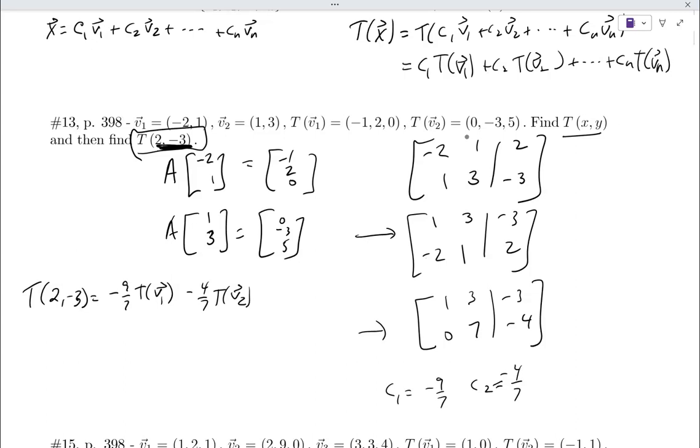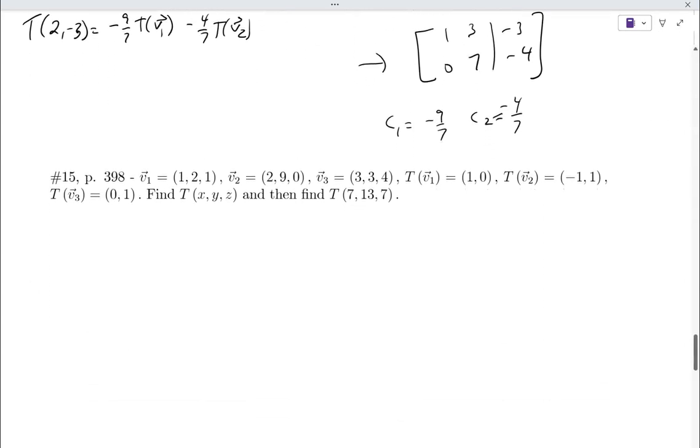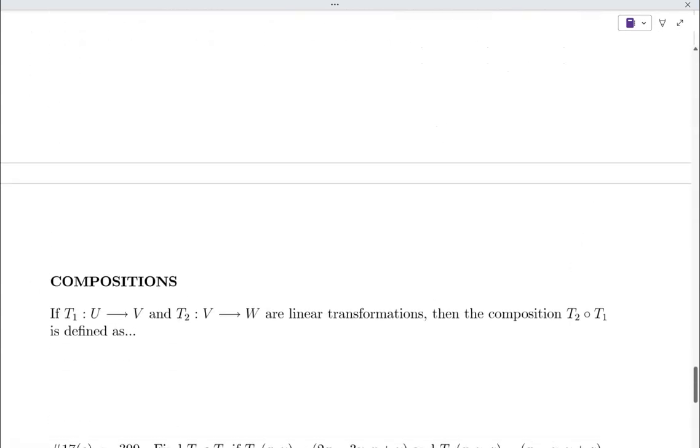All right. Anyway, pardon me. We'll talk more about this next time. And we'll also get into kernel and range. I thought I might get there today, but didn't get there.